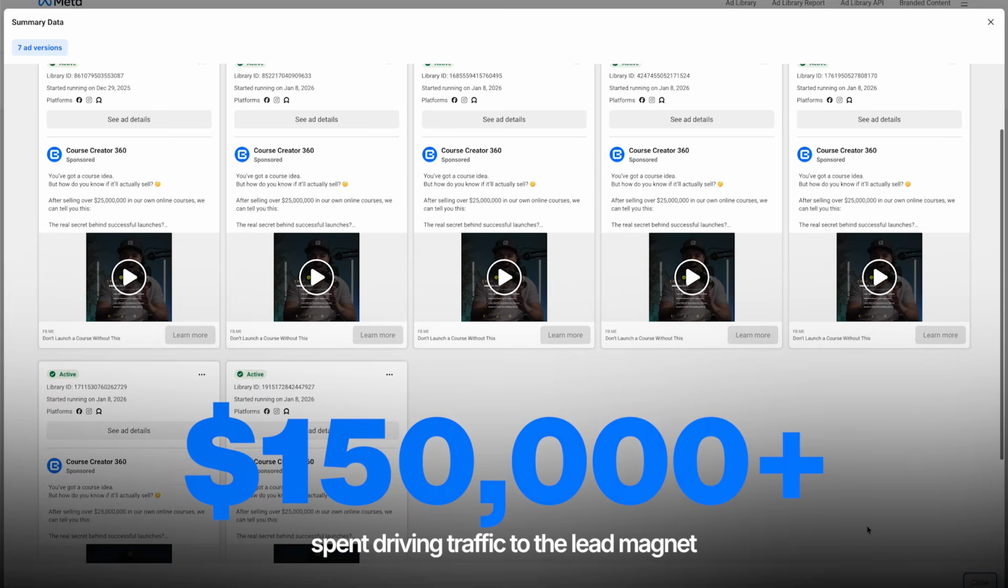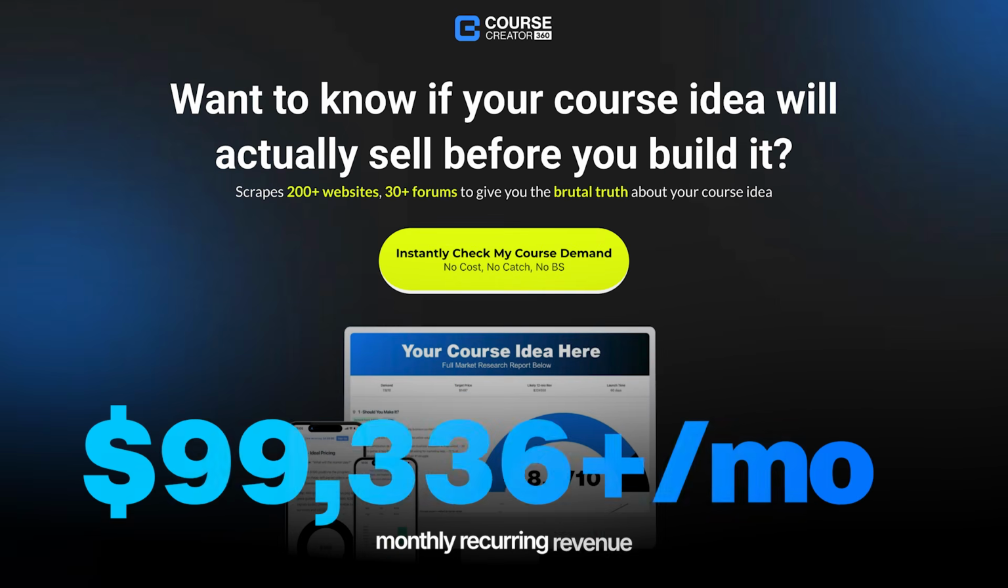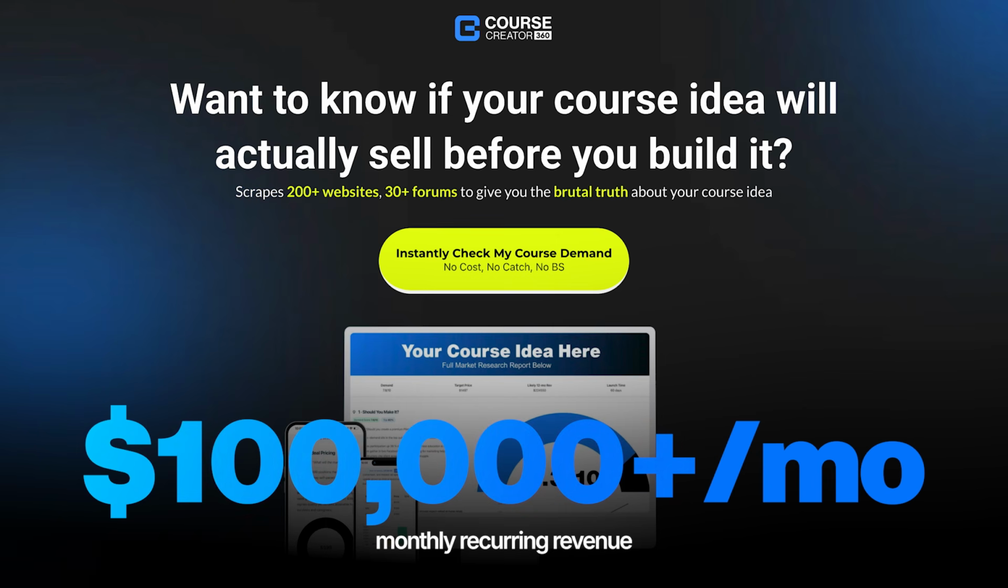And it's also why we spent over $150,000 driving traffic to that one lead magnet with paid ads. And so far it's generated over $100,000 in monthly recurring revenue. When your lead magnet and your offer are aligned like that, selling becomes easy. It truly does. You're not convincing anymore. You're just showing them the next logical step. So those are the 5 rules.